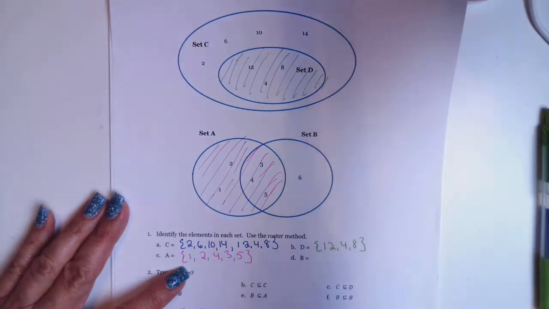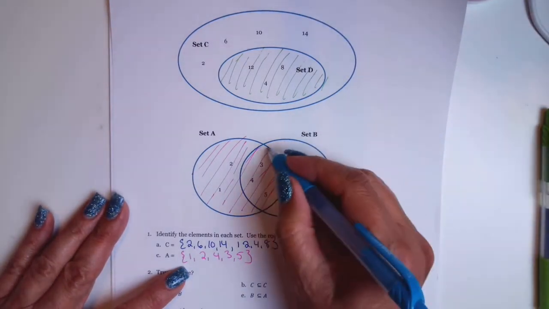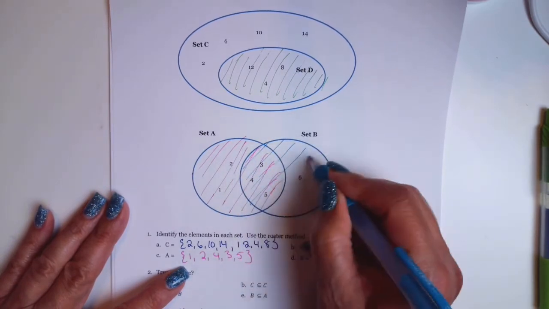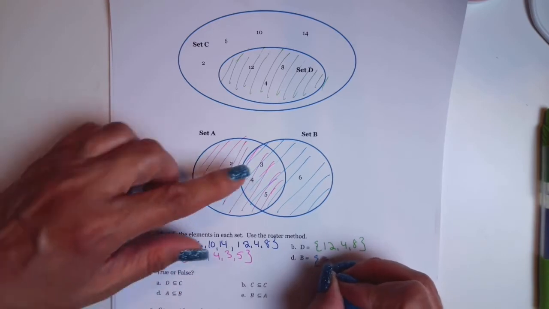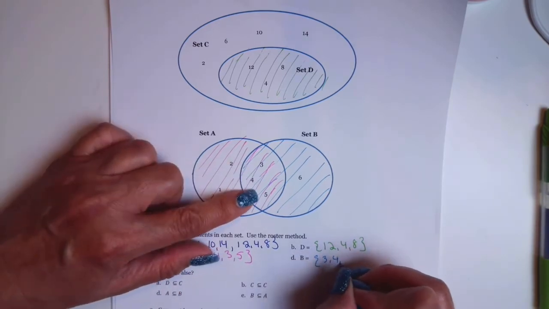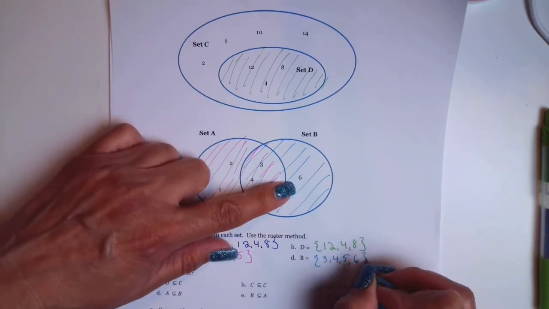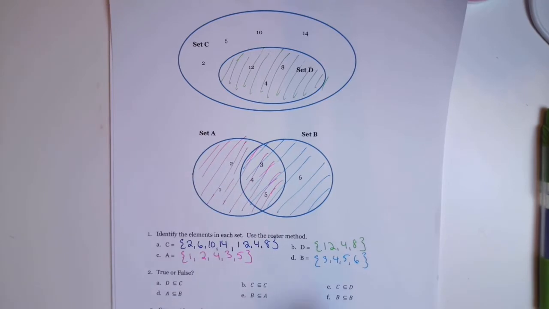Okay, next one, set B. So set B would be everything inside this circle here. 3, 4, 5, and 6. So those are the elements in set B. Okay, so now we've identified the elements in each set. Next, we're going to go ahead and see if it is true or false.